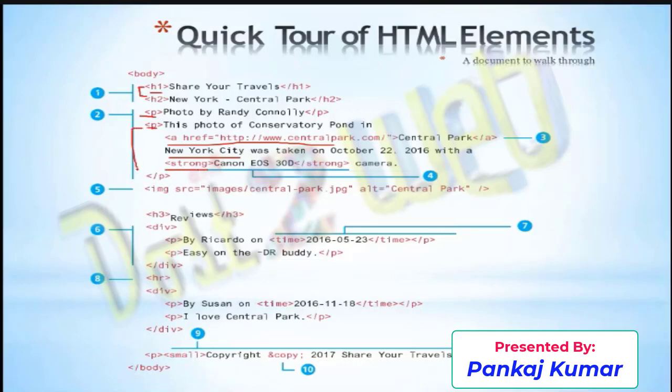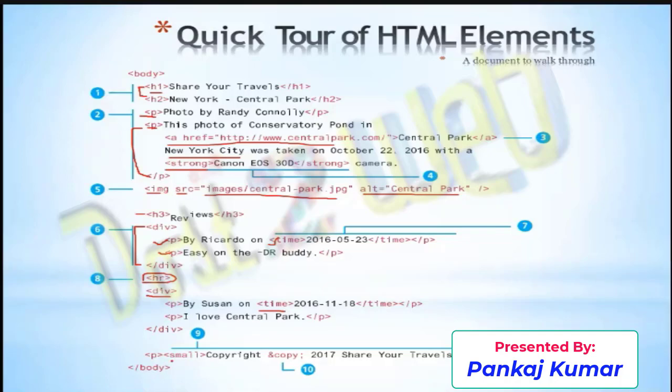Then close this paragraph. Then I want an image to be used, so I'll use the image tag, that is img, with src equal to where that particular image is, and specify the alternative text. Then again I have used an h3 tag. I'm using another tag, a division tag. In that you have another paragraph. I'm using the time tag, which is also one of the tags. Then again a paragraph, close the division. I'm using hr, that means horizontal rule. Then again I'm using a division tag, and another paragraph with the time.